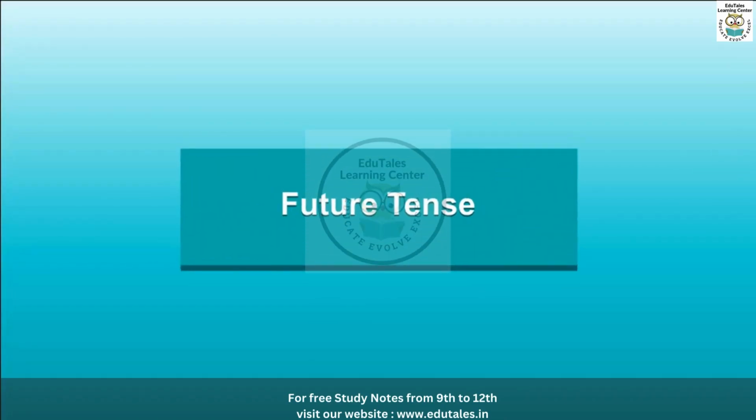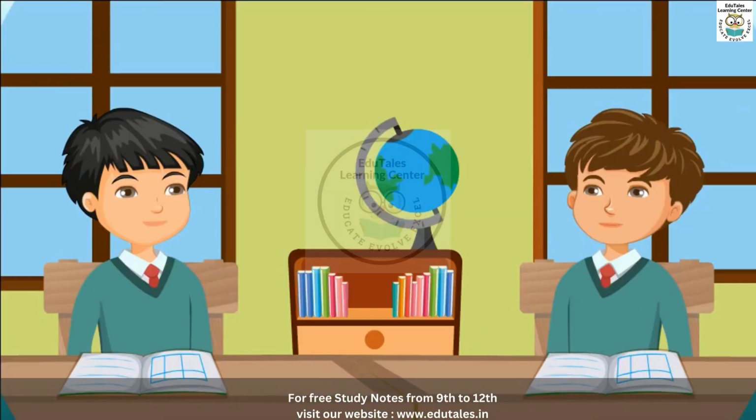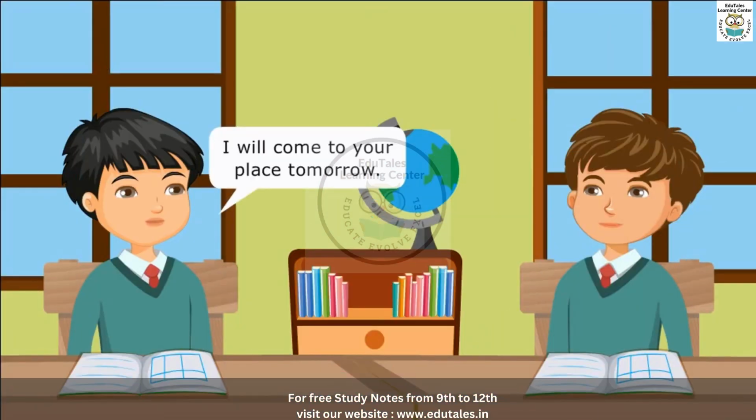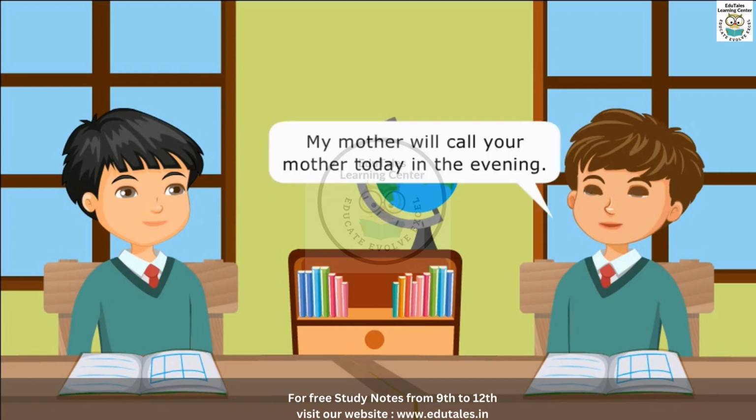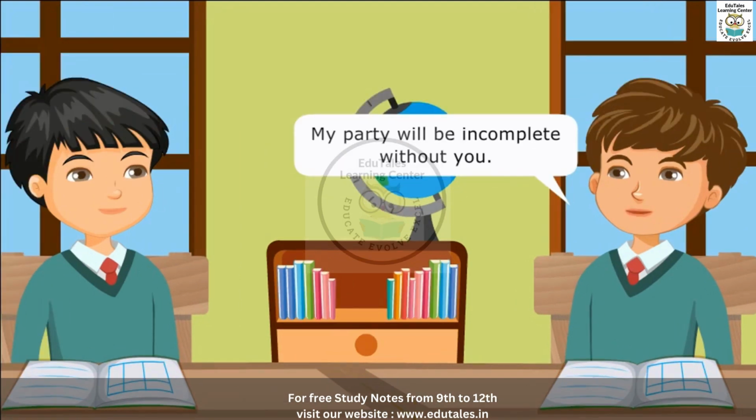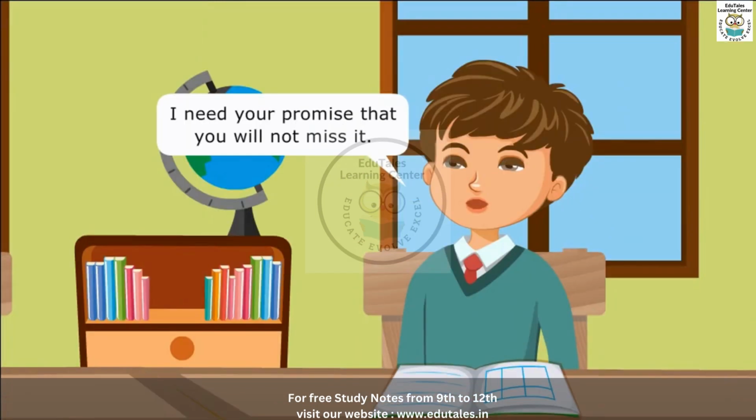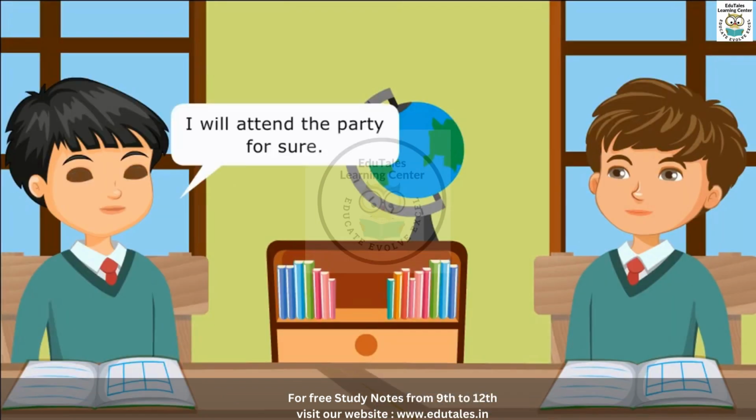Future tense. I will come to your place tomorrow. My mother will call your mother today in the evening. My party will be incomplete without you. I need your promise that you will not miss it. I will attend the party for sure.